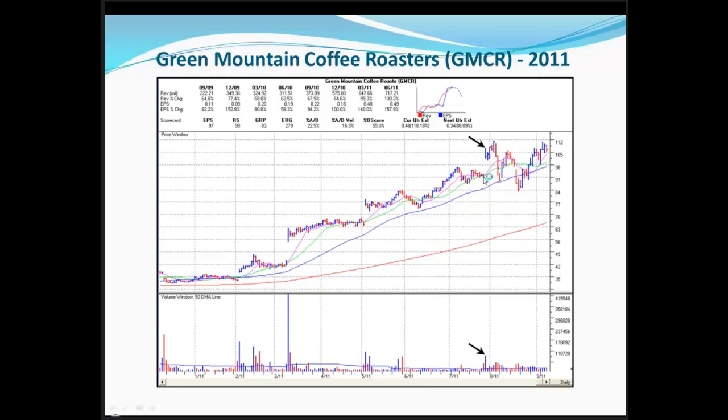Right. And I should note that that is a refinement to the Buyable gap up that we discussed for the first time in our first book, Trade Like an O'Neill Disciple.